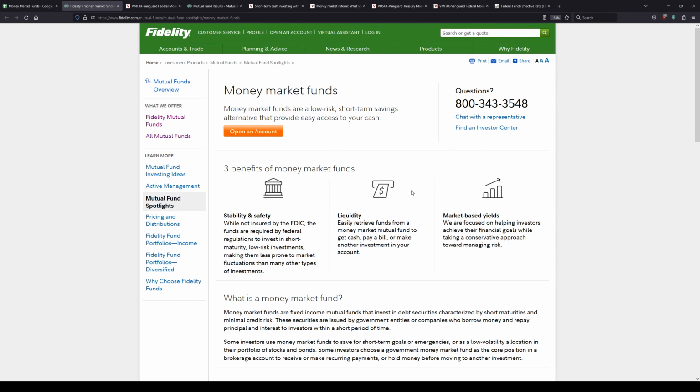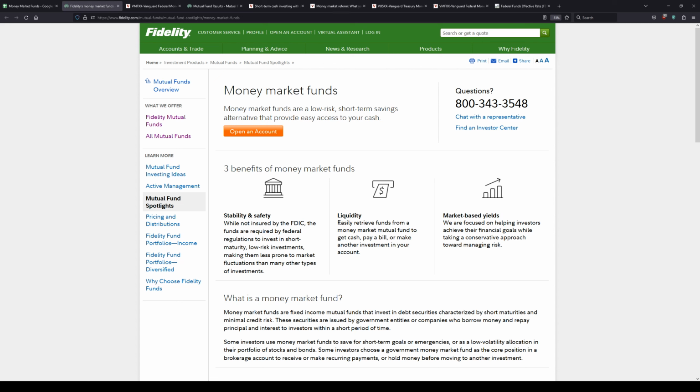Fidelity has a nice little summary when it comes to money market funds and their advantages. One of the aspects is liquidity. In practice, you're able to easily move money in and out if you want to get cash, pay a bill, or make another investment in your account. And Fidelity is actually pretty good about this. If you make a request to move money out of your money market fund and into your checking account, you oftentimes get it back in your bank account the same day. And that's actually one of the fastest when it comes to brokerage accounts and liquidity.